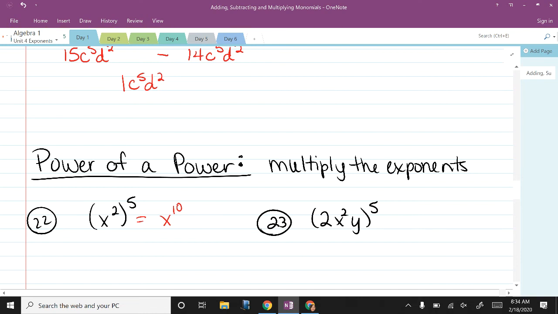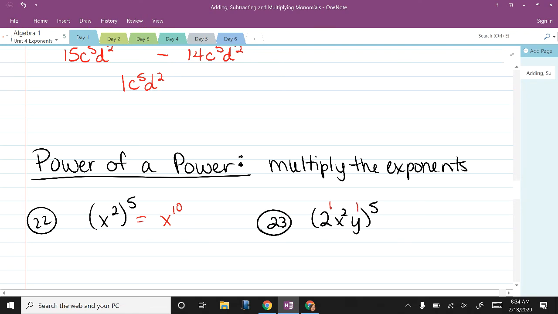All right. Everything gets the power. Right? The 2 gets the power, even though it's a number, not a variable. The x gets the power and the y gets the power. Everything gets the power. Okay? Now, if it doesn't have a power on it, what's its power? 1. Right? I told you, if it don't have an exponent, it has a 1 on it. So if it helps you, the 2 gets a 1 and the y gets a 1.